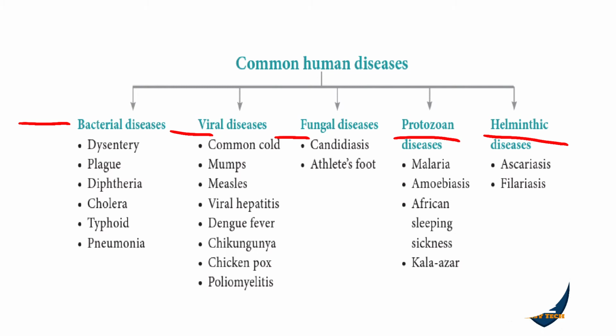Viral diseases are common cold, mumps, measles, viral hepatitis, dengue fever, chikungunya, chicken pox and poliomyelitis. You can include SARS, the COVID-19 coronavirus, in this list too. But these are the common diseases. COVID came only last year, so you can include it if you want.